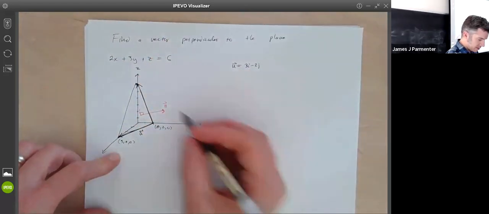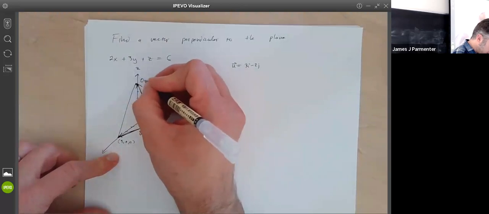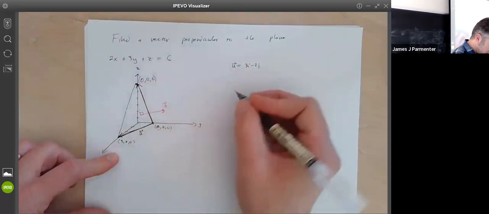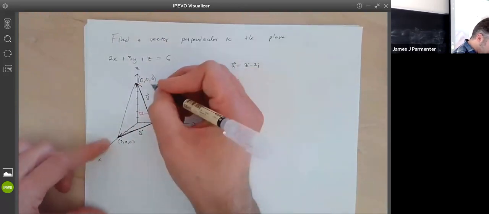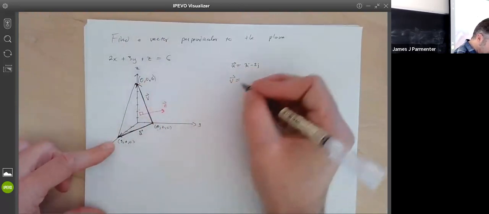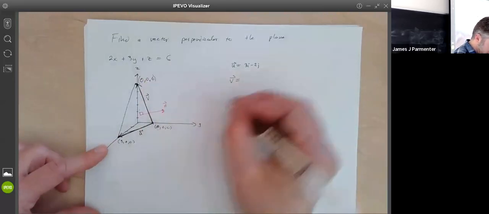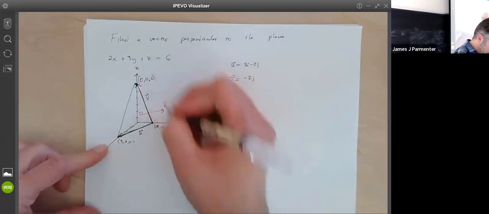That vector, I'm starting at this point and ending at the point 0, 0, 6. So this vector, which we're going to call v, is going to be 0 minus 0, i, so no i, 0 minus 2, j, and 6 minus 0, k.